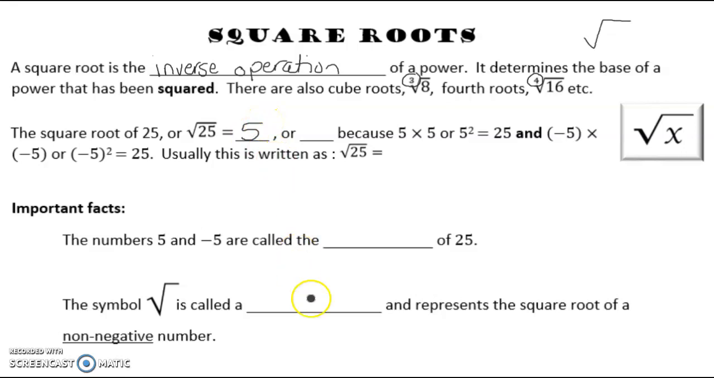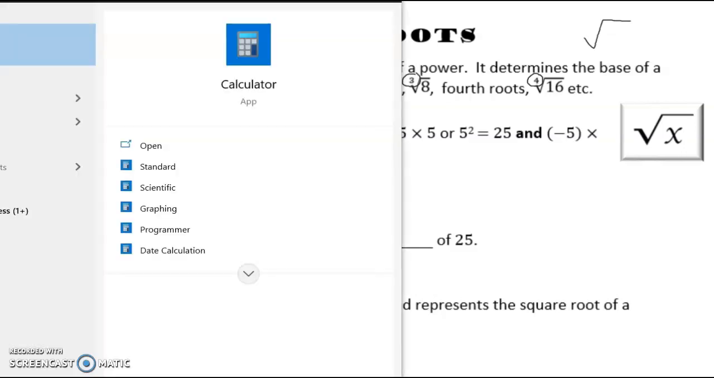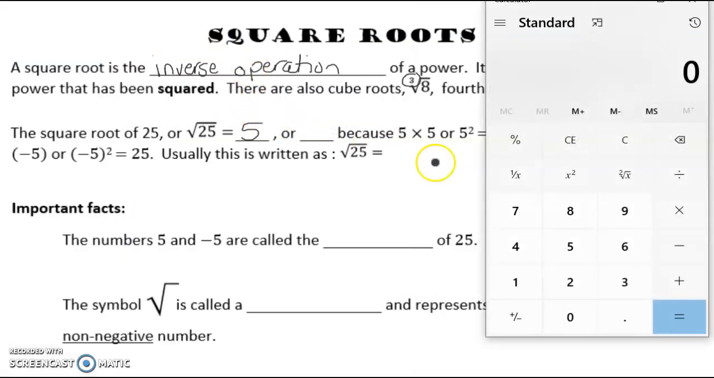Now, in your calculator, let's see if I can pull this up. Okay, it does have it. So here's the square root button. So 25, and then take the square root of that. Your answer is 5. So that's why we have that.